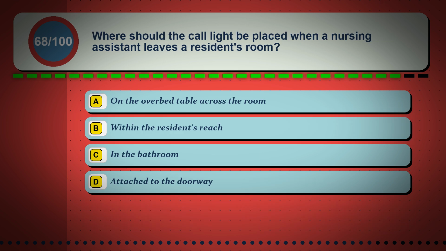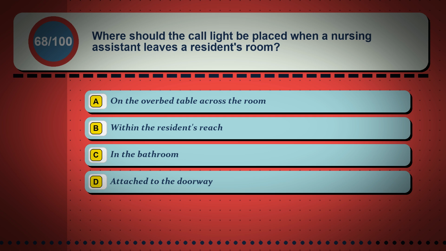Question 68. Where should the call light be placed when a nursing assistant leaves a resident's room? Option A. On the overbed table across the room. Option B. Within the resident's reach. Option C. In the bathroom. Option D. Attached to the doorway.